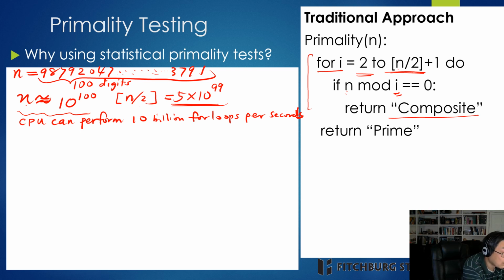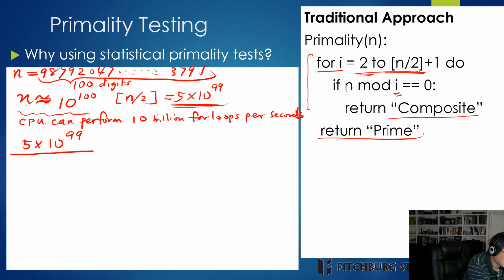to go all the way from 2 to half of n. So I have to actually complete the whole loop. That's the worst scenario. And then if none of these can divide n, then I can return prime. So let's say n is a prime number, so I need to complete the whole loop. Okay. Now, that's the total number of loops I need to perform.